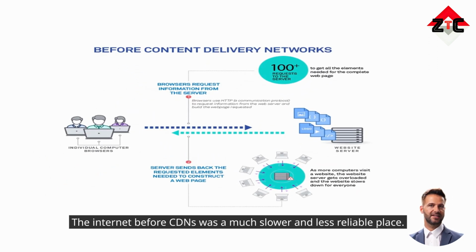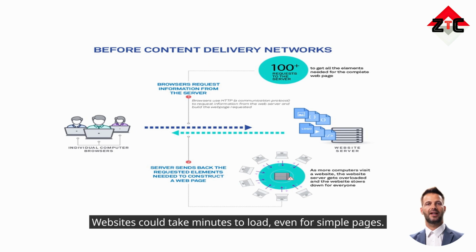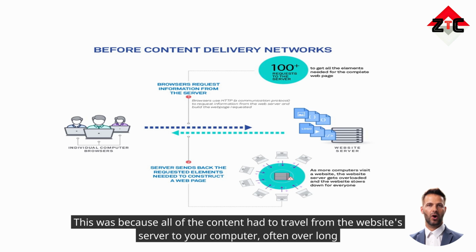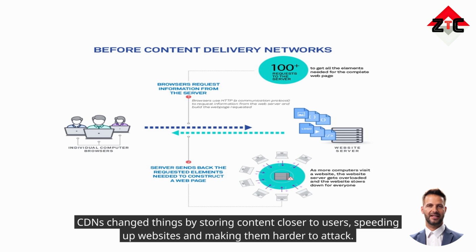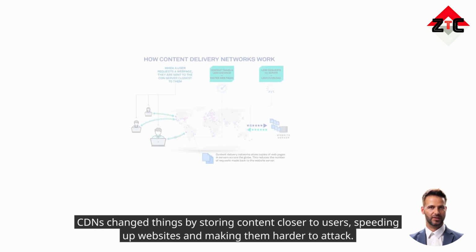The internet before CDNs was a much slower and less reliable place. Websites could take minutes to load, even for simple pages. This was because all of the content had to travel from the website server to your computer, often over long distances. Before CDNs, websites were slow and vulnerable. CDNs changed things by storing content closer to users, speeding up websites, and making them harder to attack.